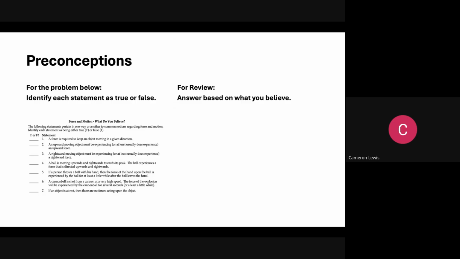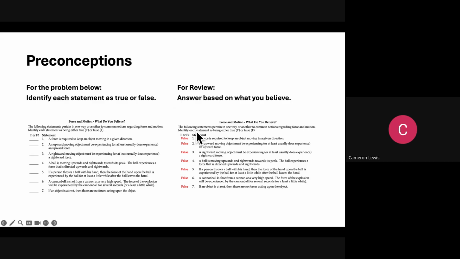Are we ready for the answers? So we had one true, which was 2, but everything else is false. Right? What was one again? Oh, join the same link from last class. Yes, they're all false. It's all false.